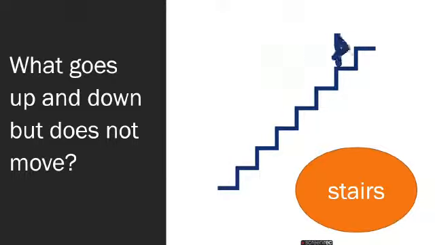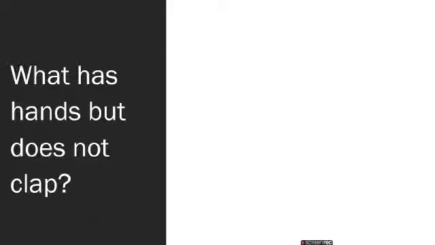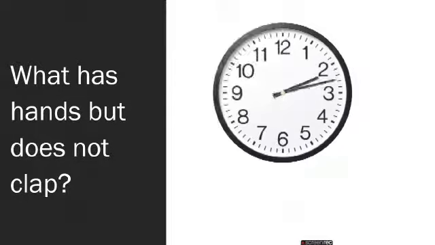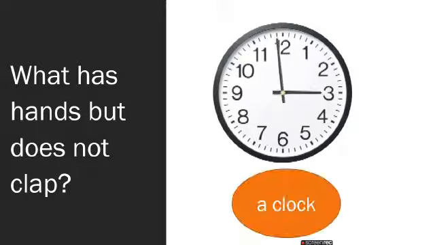Okay, now the next riddle is, what has hands but does not clap? Alhamdulillah, we all have hands and we can clap. But this thing has hands but it cannot clap. What is it? Yes, think about it. Think. Yes, it's a clock. A clock.